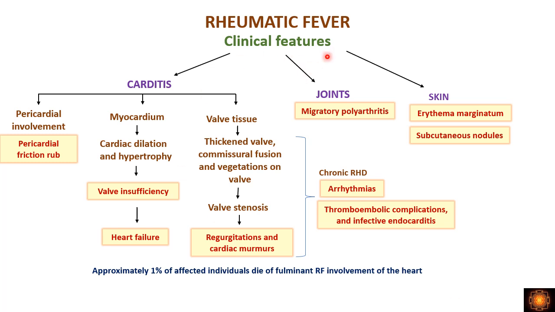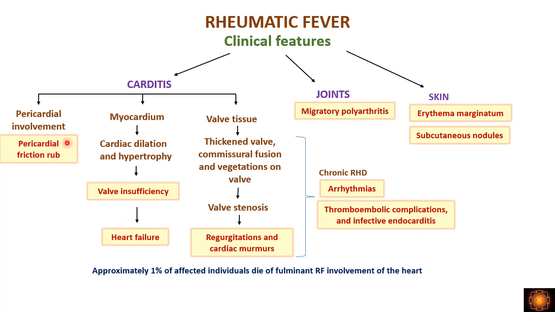Now, clinical features depend upon the organs involved. In the heart, because of pericardial involvement, the patient will have a pericardial friction rub. Because of myocardial involvement, there can be heart failure. When the valve tissue is involved, we have thickened valves, commissural fusion, and vegetations on the valve leading to stenosis. So there will be regurgitation and cardiac murmurs. And in chronic rheumatic heart disease, the patient will develop arrhythmias, thromboembolic complications, and infective endocarditis.